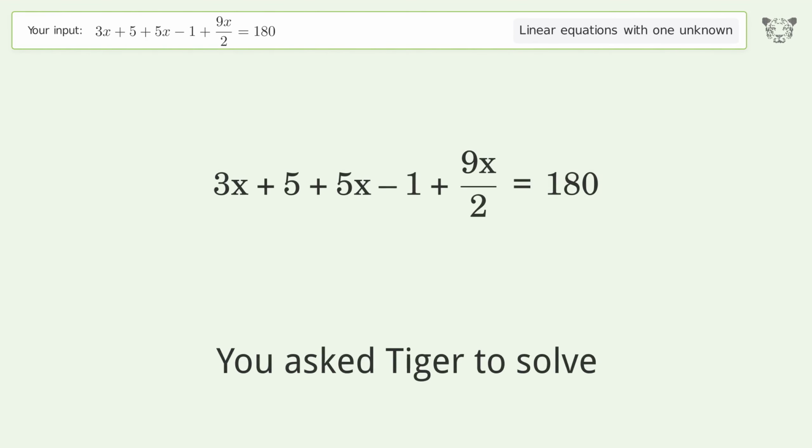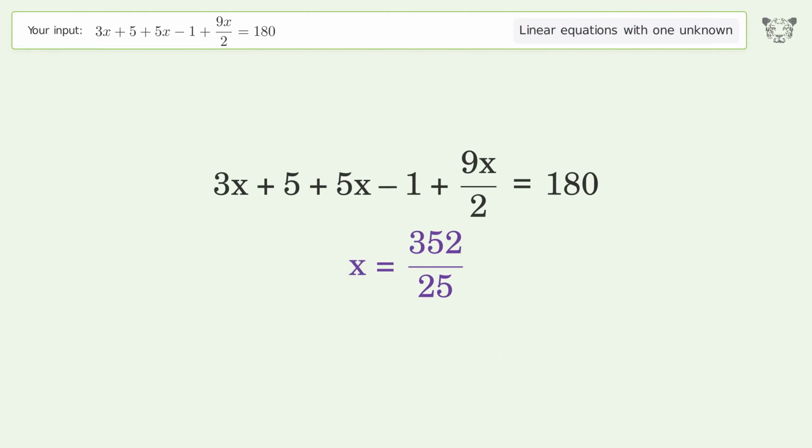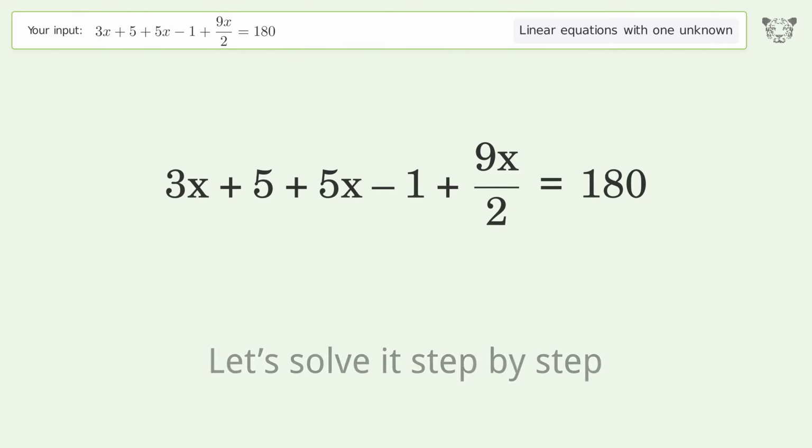You ask Tiger to solve. This deals with linear equations with one unknown. The final result is x equals 352/25. Let's solve it step by step.